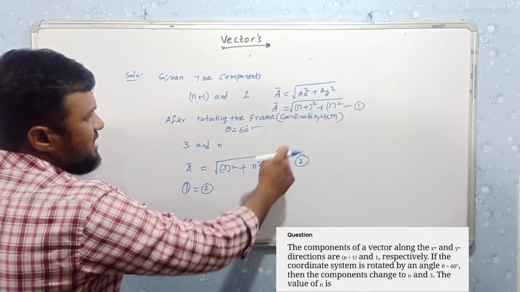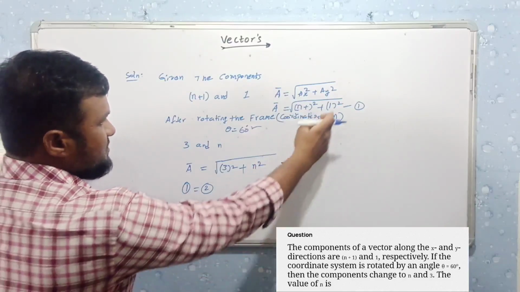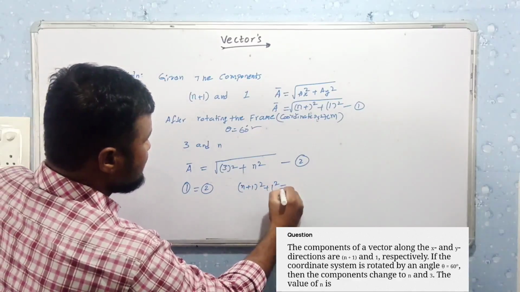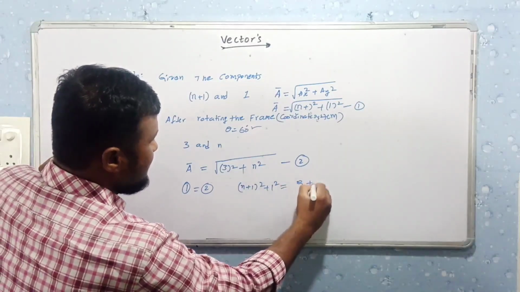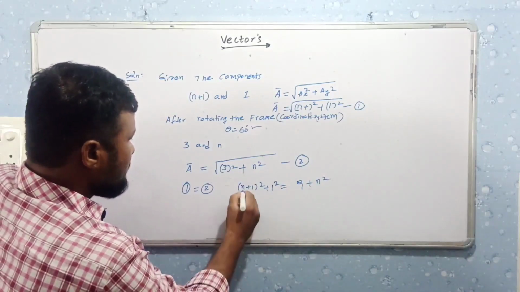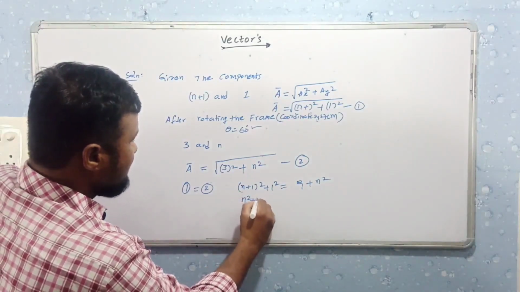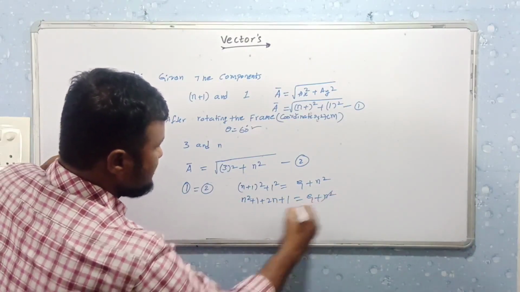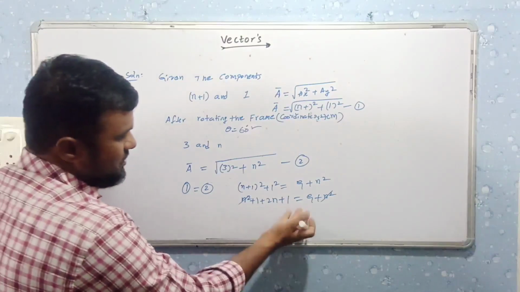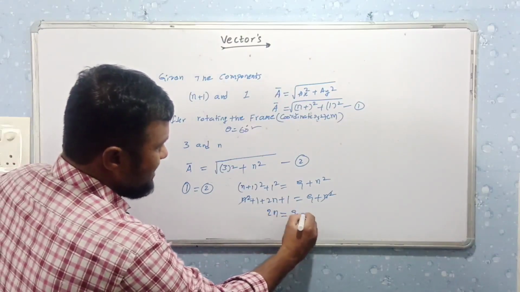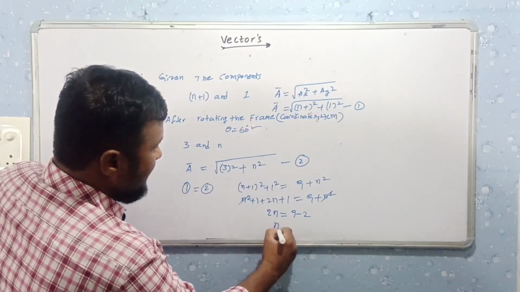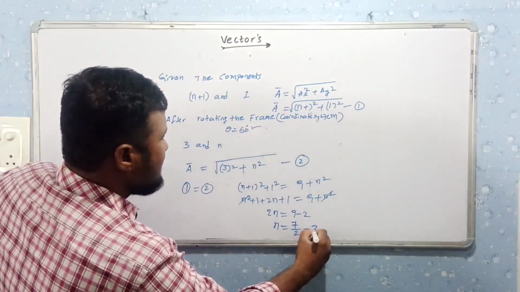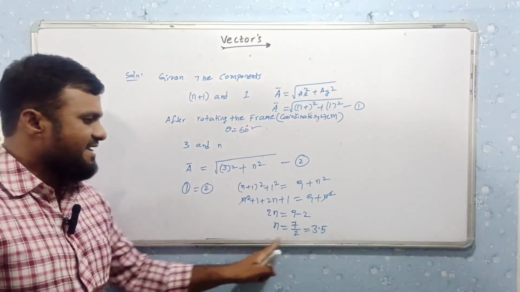Directly squaring both sides and equating: n plus 1 whole square plus 1 square is equal to 3 square plus n square, which means 9 plus n square. Expanding the a plus b whole square, n square plus 1 plus 2n plus 1 is equal to 9 plus n square. On both sides n square cancels. 1 plus 1 is 2, so 2n is equal to 9 minus 2. So n is equal to 7 by 2. That implies 3.5 is the answer, where n is 3.5.